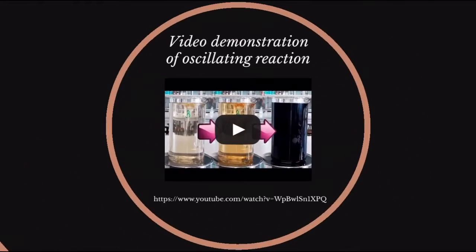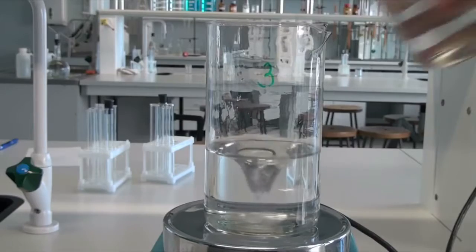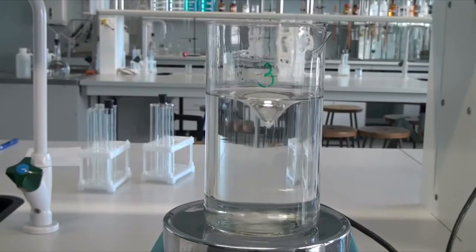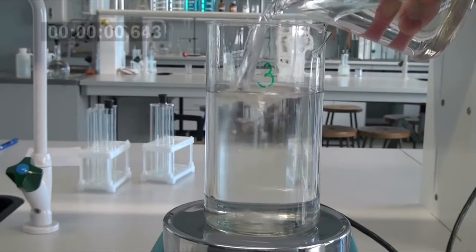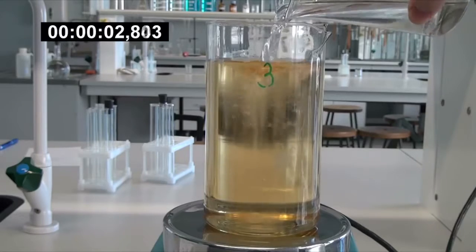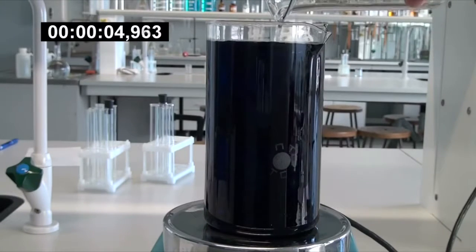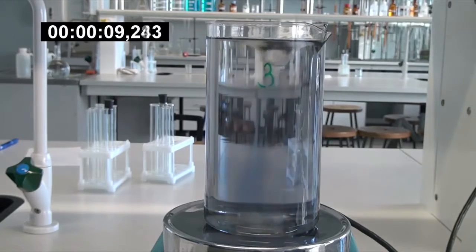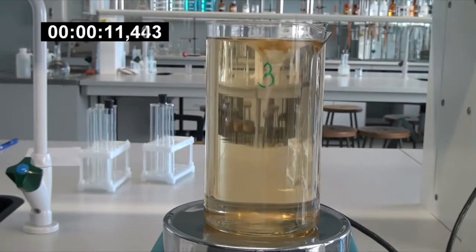And now we're going to show a video of the oscillating reaction. The second solution is added onto the first solution, and the third solution is added last. And the reaction can now take place. The first color turns into amber, then turns into dark blue. The dark blue color soon fades and turns clear, and the cycle continues again.